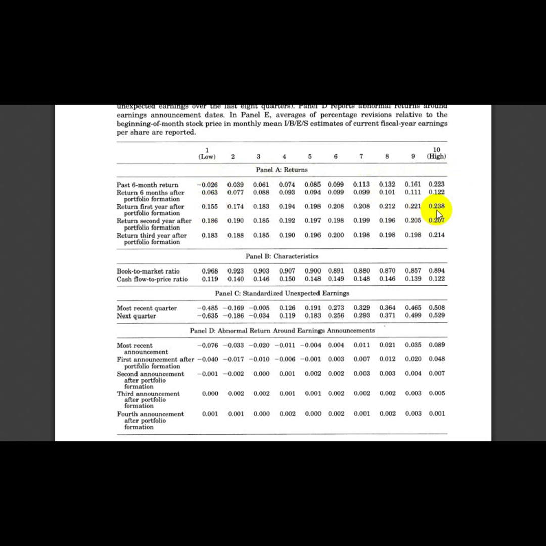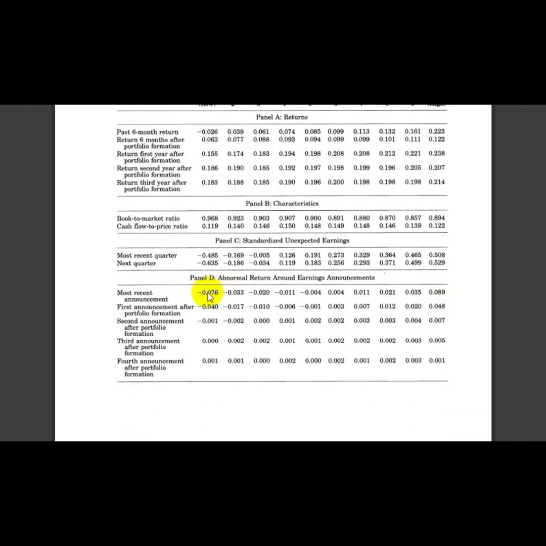And over the course of the year, the difference between the highest and lowest ranked portfolio is maybe 8%. And this difference is less pronounced in year 2 and 3, but there is somewhat of a difference there. There's not really that much of a difference in the book-to-market ratios. However, we see the same occurrence as we did before, where the extreme portfolios have a very low cash flow to price ratio compared to the ones in the middle. And we see the standard unexpected earnings are monotonically increasing, as has been seen in the prior two tables.